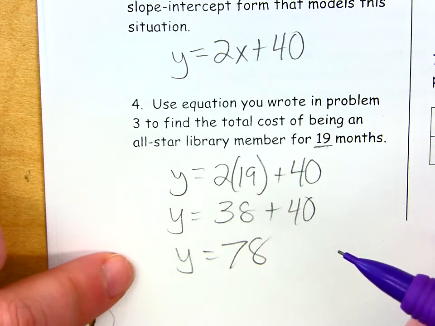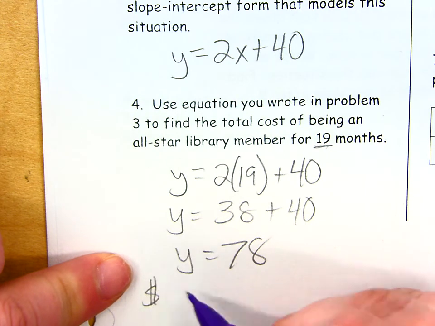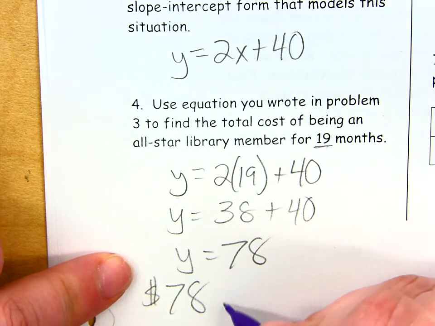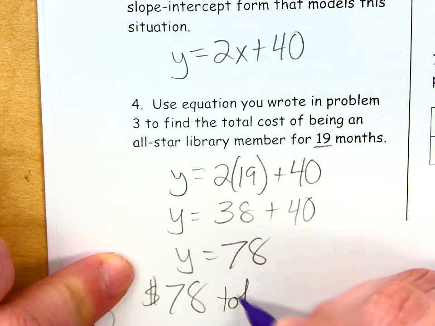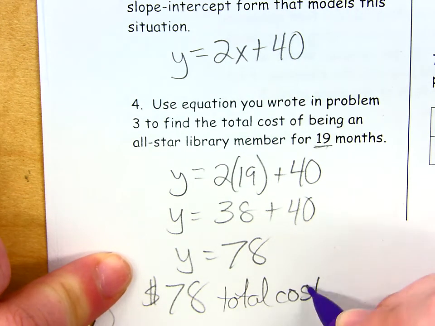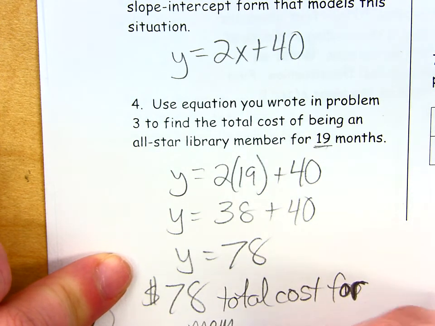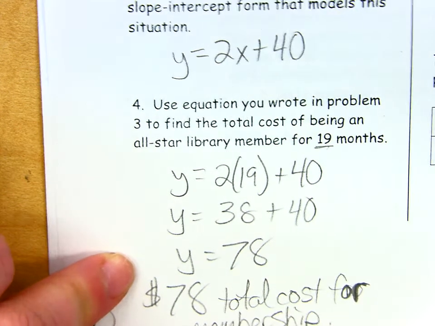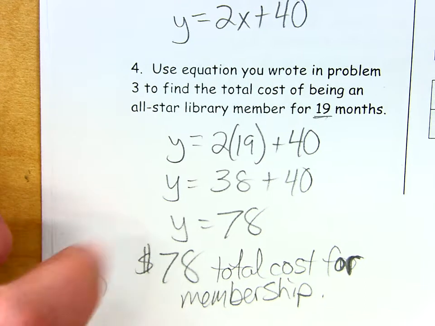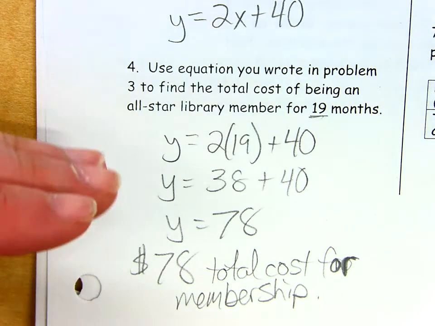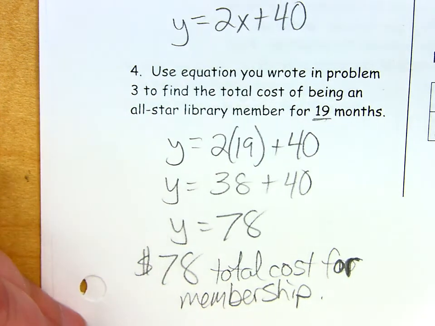Now, because this is a word problem, you should get in the habit of giving your answers in a sentence. So $78 total cost for membership, something like that. I mean, you can write it in your own words. But we should get in the habit of answering word problems with words, right?